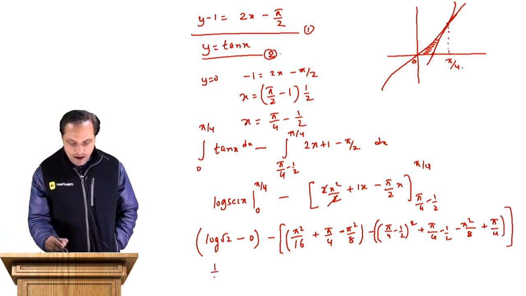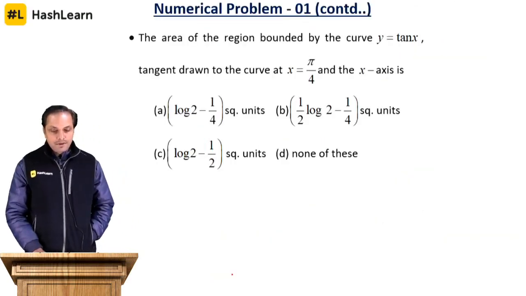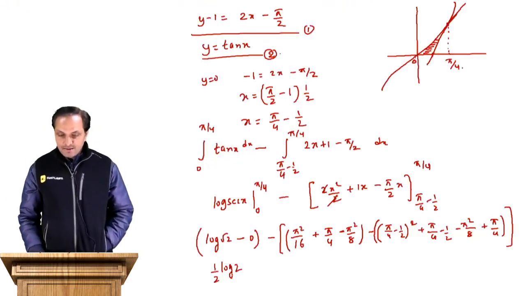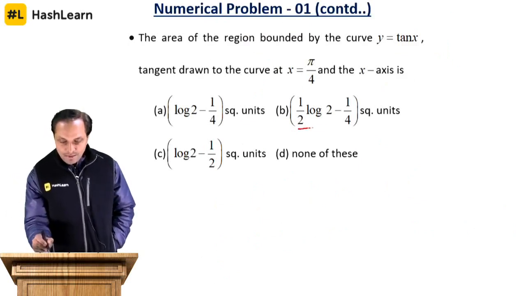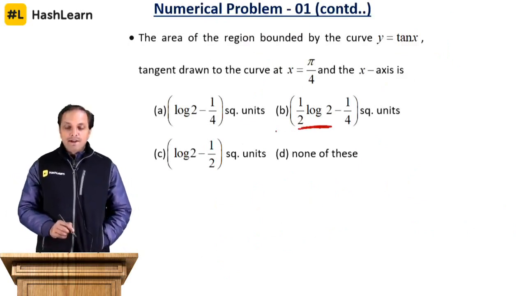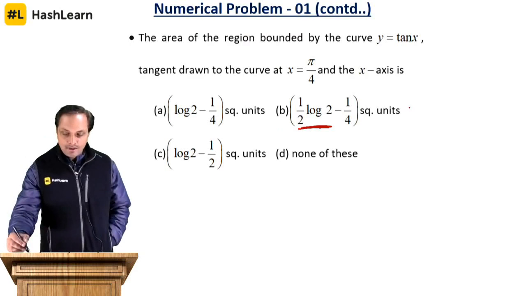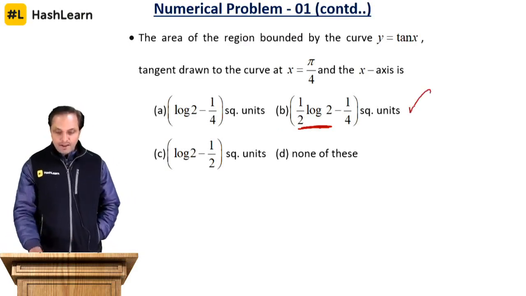So this will give you half log 2. Do you have any option as half log 2? Yes, there is an option. You have an option half log 2. By looking at it, you should mark your answer as B. You need not solve the remaining part.